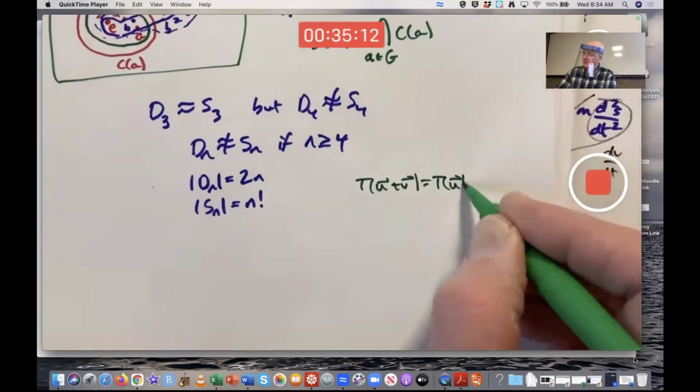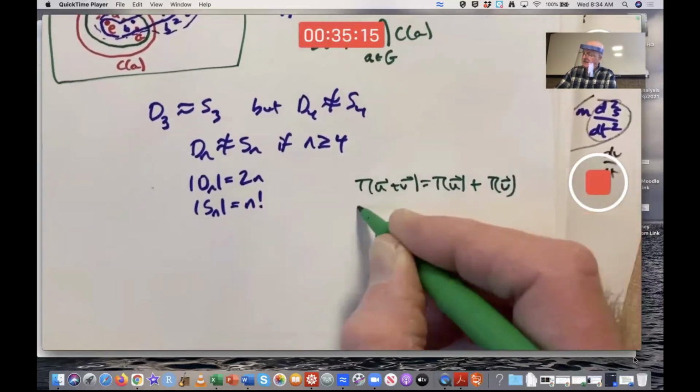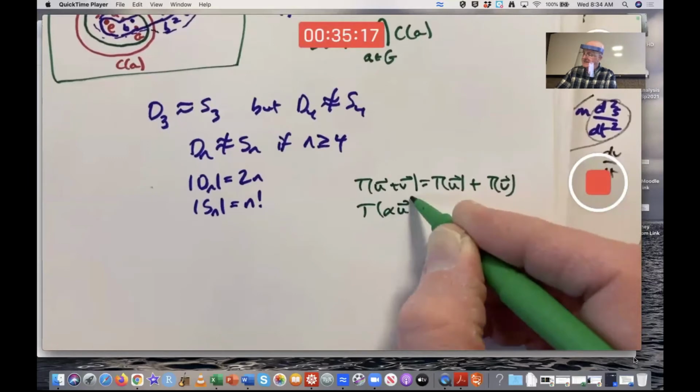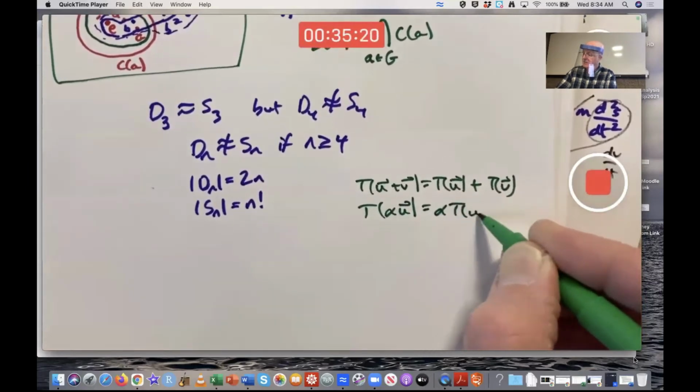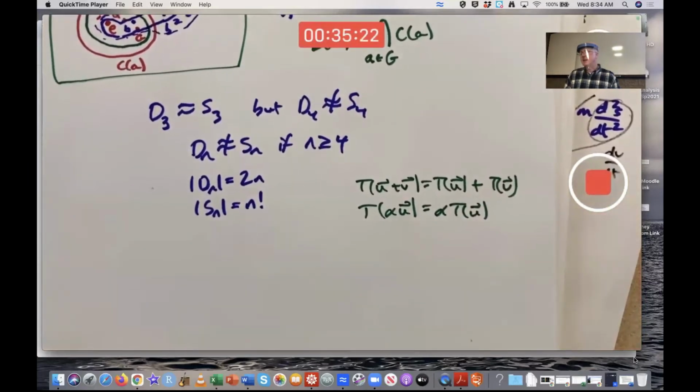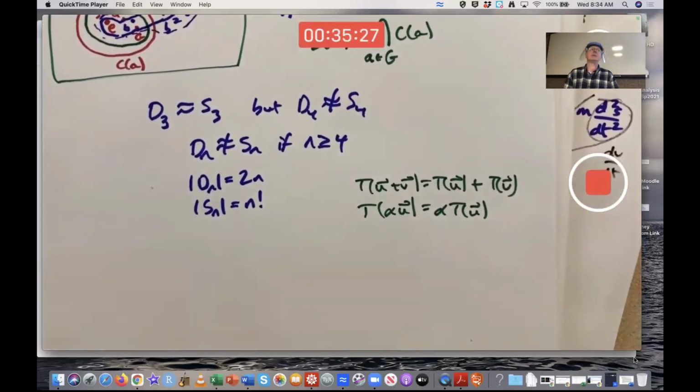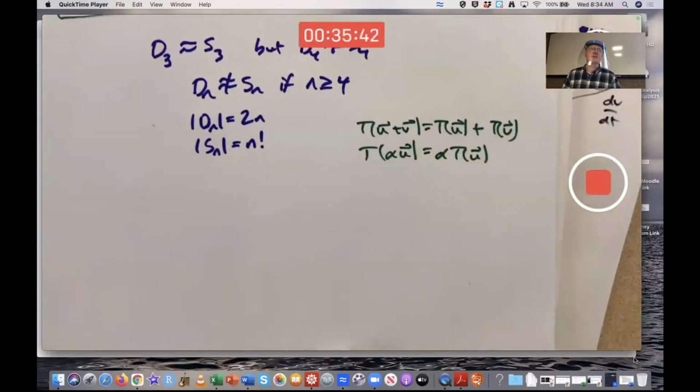And also T of alpha times U, where alpha is a scalar, must equal alpha times T of U. Those were two properties that linear transformations had to satisfy. Those are operation-preserving properties, and these one-to-one and onto functions between two groups must satisfy something similar to that to be isomorphic. I haven't officially defined it yet, so you don't need to worry about it on homework problems. I'm trying to give you some intuition first.